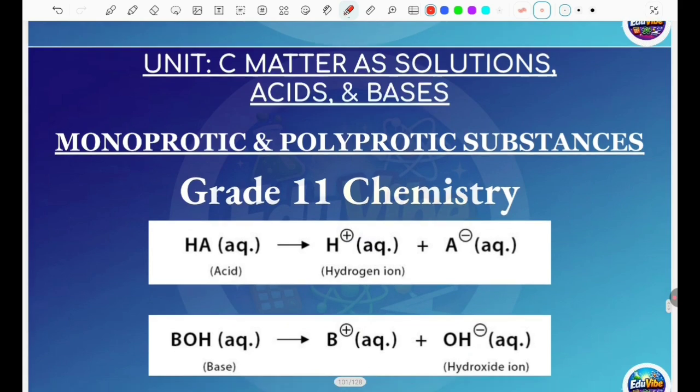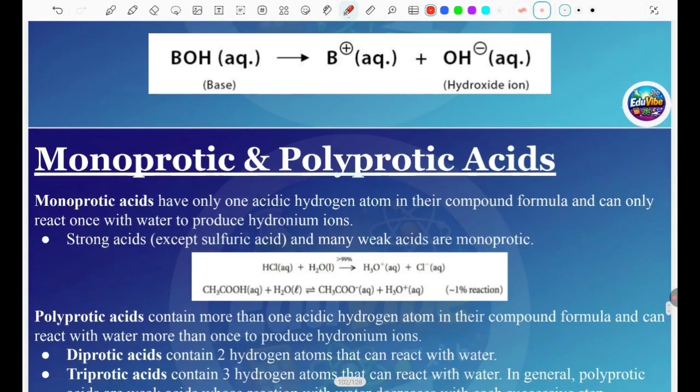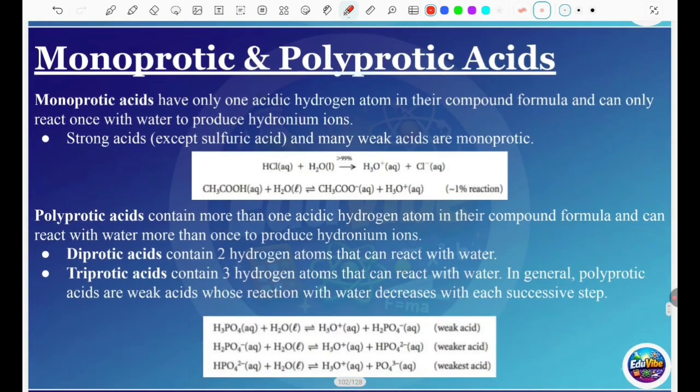In today's lesson, we are doing the last topic of Unit C, Grade 11 Chemistry, which is the monoprotic and the polyprotic substances. This is a very important topic again. We are also doing the modifiers theory questions, but this is a short topic and the last topic of this unit. So, mono and polyprotic acids.